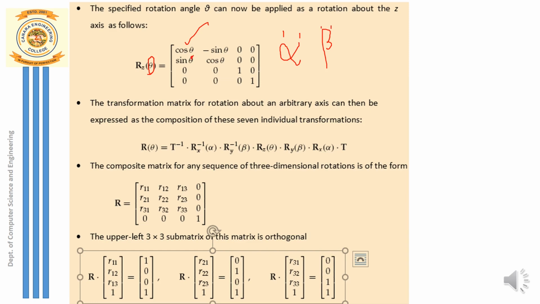angle theta. So you can see this rotation matrix is as usual along the z-axis: cos theta, minus sin theta, 0, 0; sin theta, cos theta, 0, 0; the third row is 0, 0, 1, and then the final row is 0, 0, 0, 1. So this is a rotation of the object along z-axis.